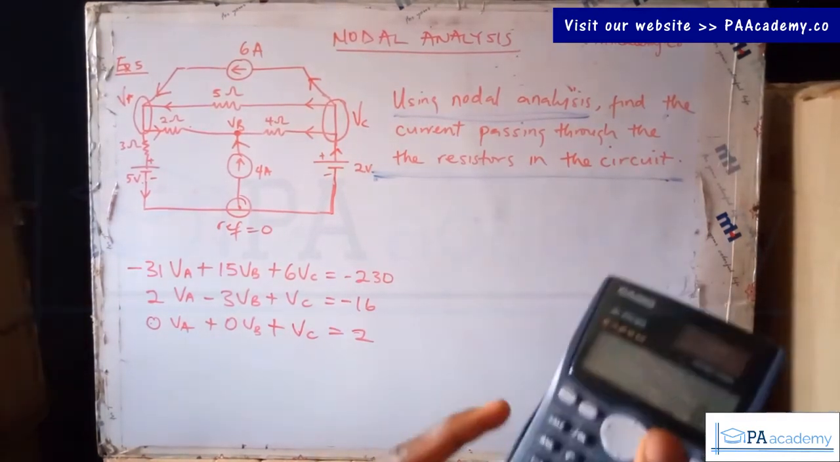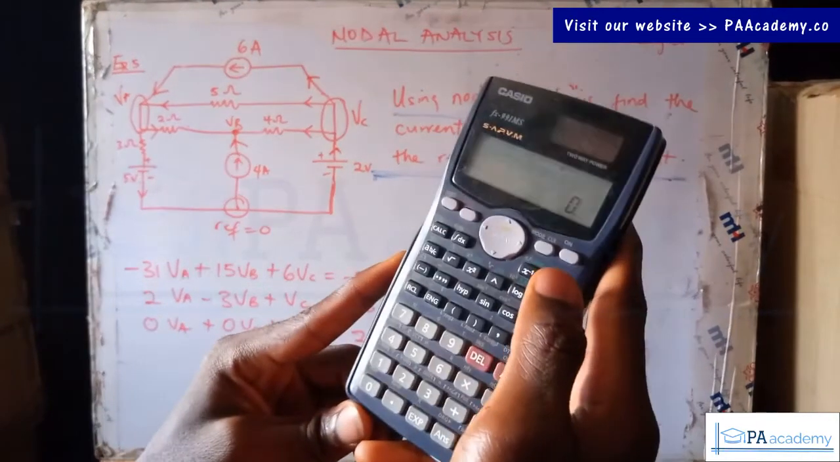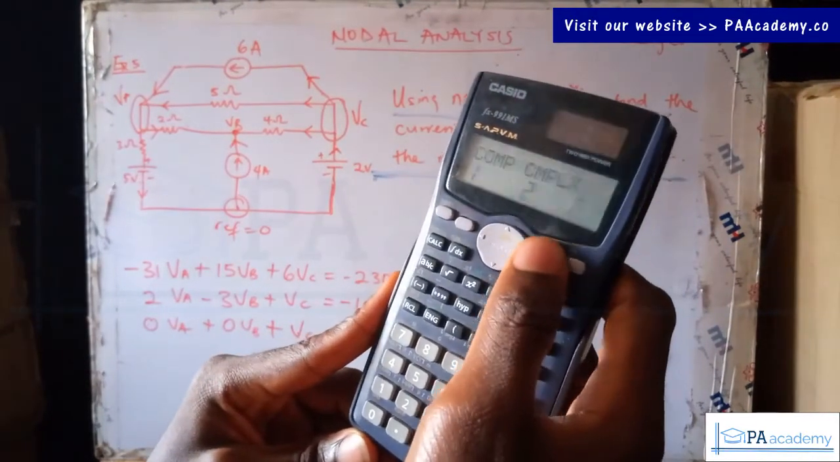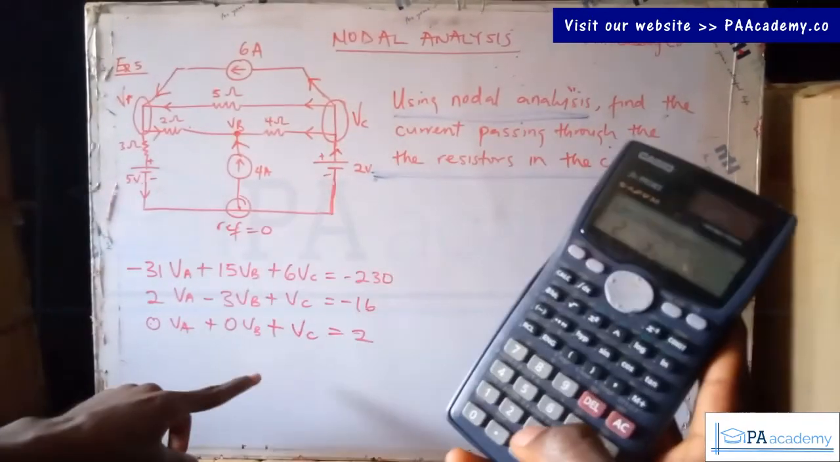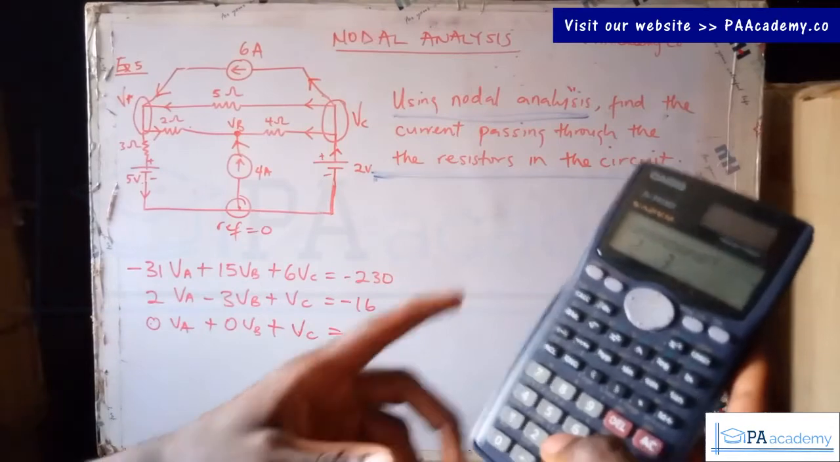So you just pick your calculator. I want to believe you should be good with this by now. So you press your mode button 3 times. 1, 2, 3. Equation, that's 1. Unknown, we have 3 unknowns. That is VA, VB, and VC. So that will be 3.